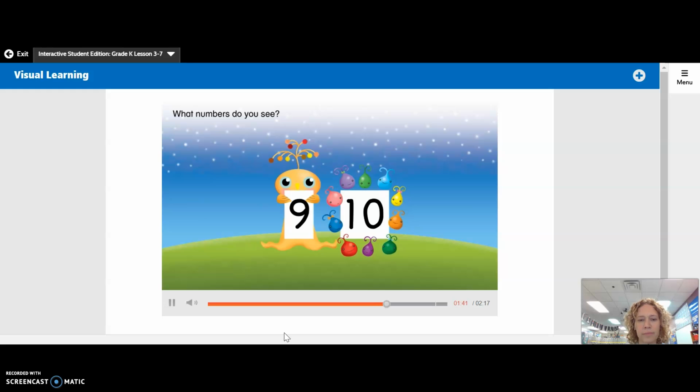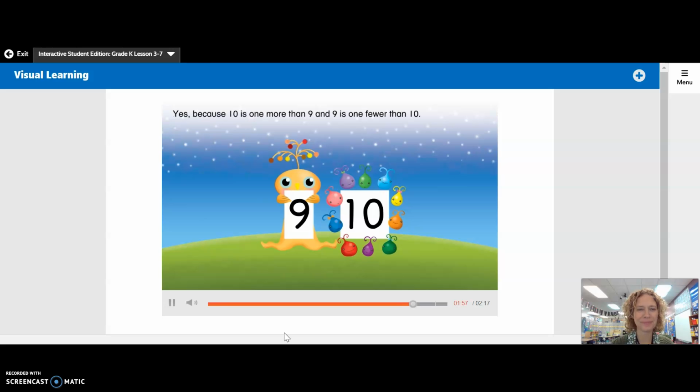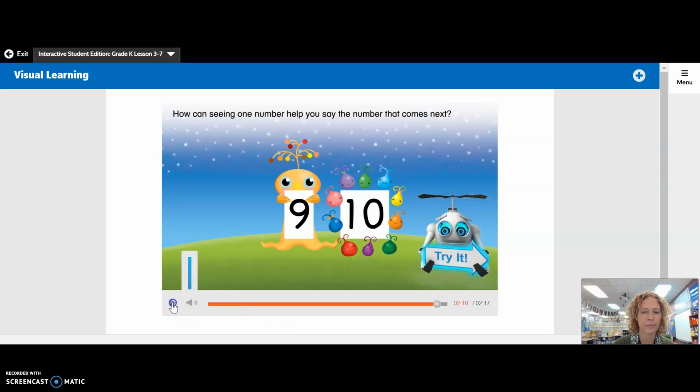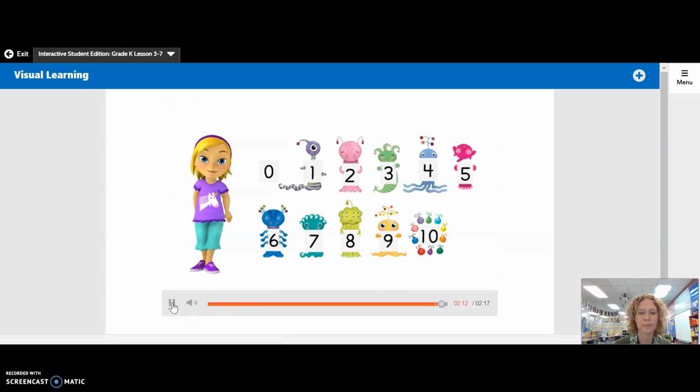What numbers do you see? Let's say the numbers aloud. 9, 10. Are they in order? What do you think? Yes, because 10 is 1 more than 9, and 9 is 1 fewer than 10. How can seeing one number help you say the number that comes next? Now you know the order of numbers through 10.